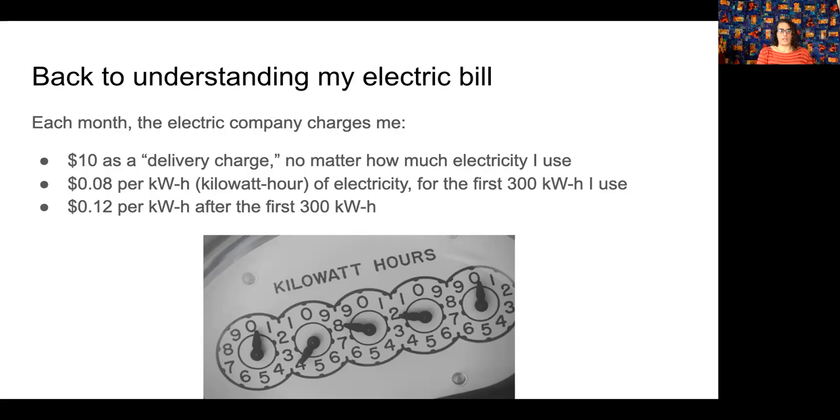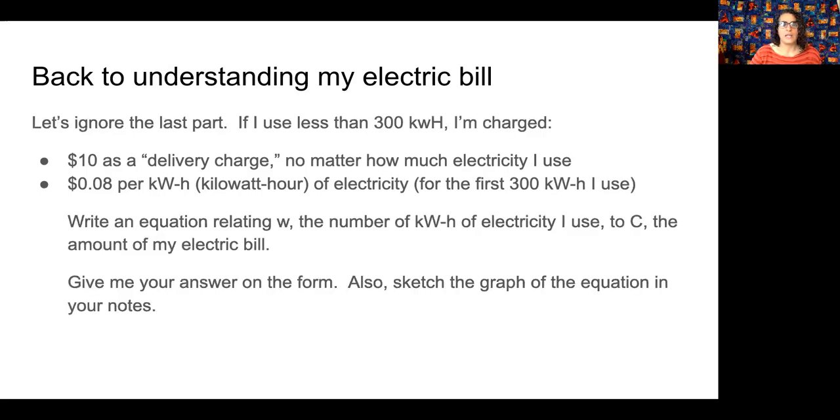So now we're going to go back to understanding my electric bill. This is the same description you saw before. Let's ignore that bottom line for the time being. And let's just say, what happens if I use less than 300 kilowatt hours? In that case, I will be charged the $10 and the 8 cents per kilowatt hour. So I'd like you to write an equation relating W, the number of kilowatt hours, to C, the amount of my electric bill. Type your answer for the equation on the form. And also, there's no good way to put this on the form, but I'd like you to sketch the graph of the equation in your notes or on a piece of paper.